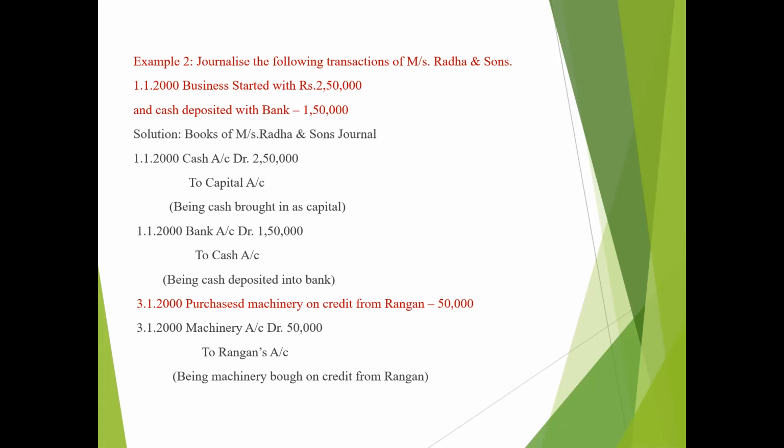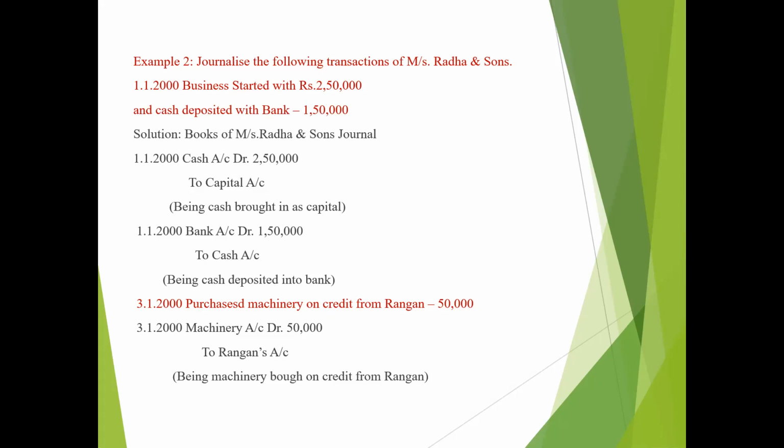So bank account debit to cash account. Here cash account is the real account, bank account is a personal account. So we apply the golden rules for personal account and also the real account. Personal account rule is debit the receiver. The real account rule is credit what goes out. So here the entry is bank account debit to cash account.